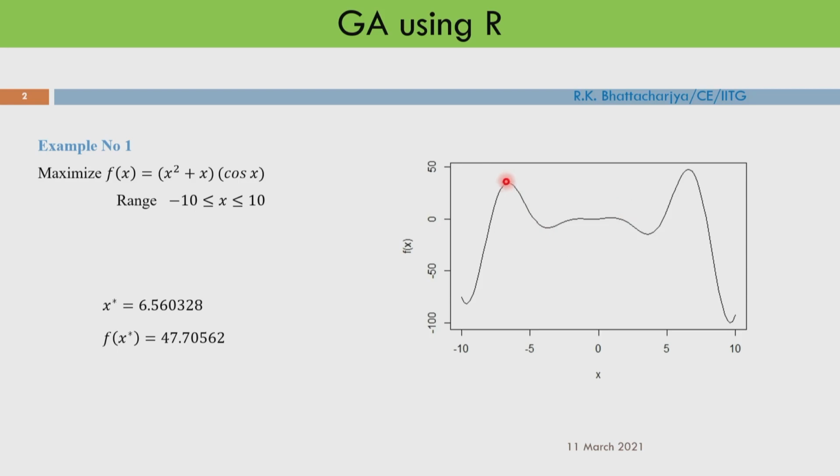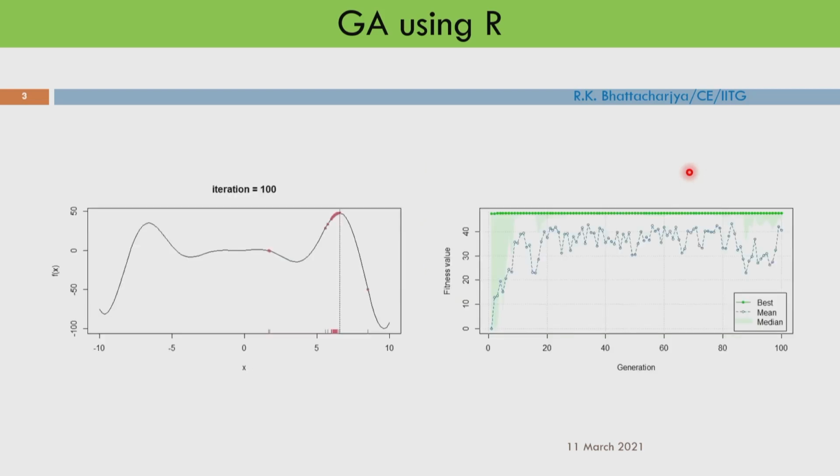You can see that there are two maxima, and we will try to find the global maxima between minus 10 and plus 10 using genetic algorithm. The solution is x star equal to 6.560328. So, that is the maxima of this particular function, and the function value at the maxima is 47.70562.